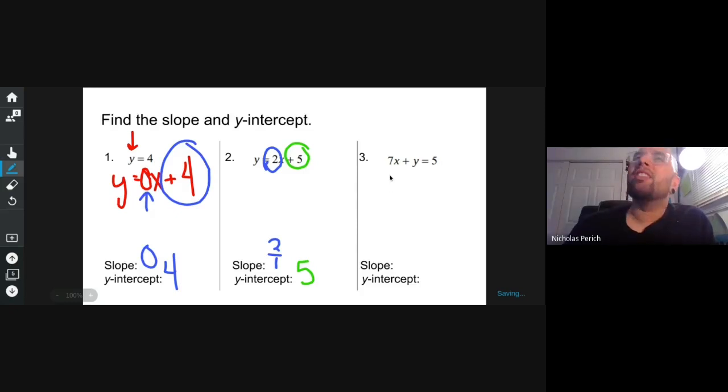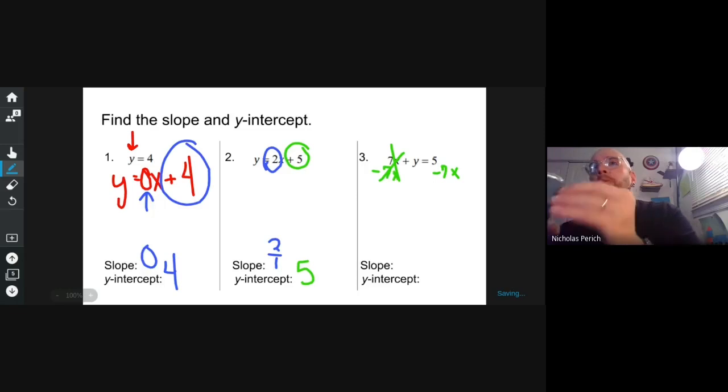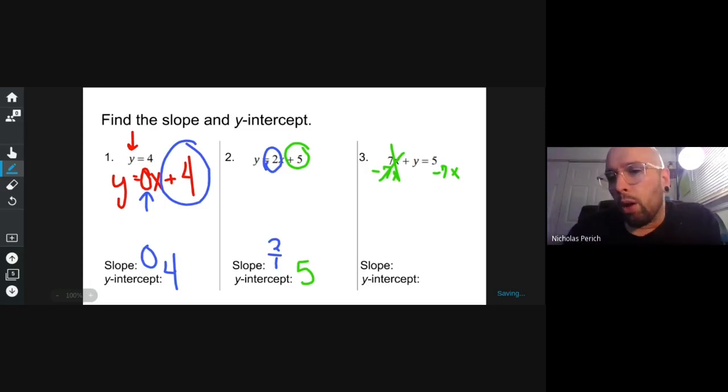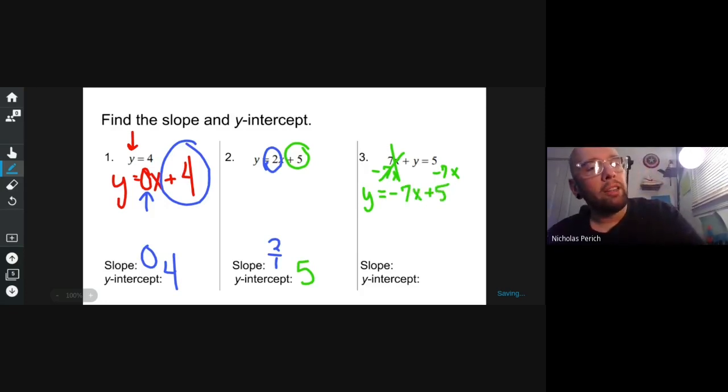When y is all by itself, but it's not all by itself. I have a 7x floating around. How do I get rid of the 7x that's floating around? Subtract 7x. Subtract 7x. Cross it out. Do negative 7x and the 5 combine? No, because negative 7x has an x and 5 doesn't. Always write out the part that contains the x first. So negative 7x plus 5. Is y all by itself now?